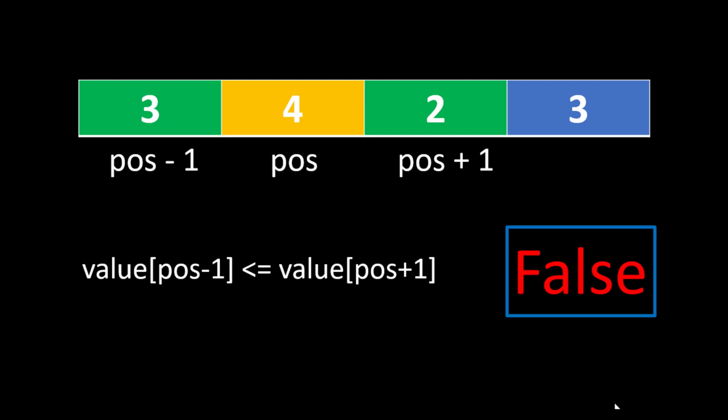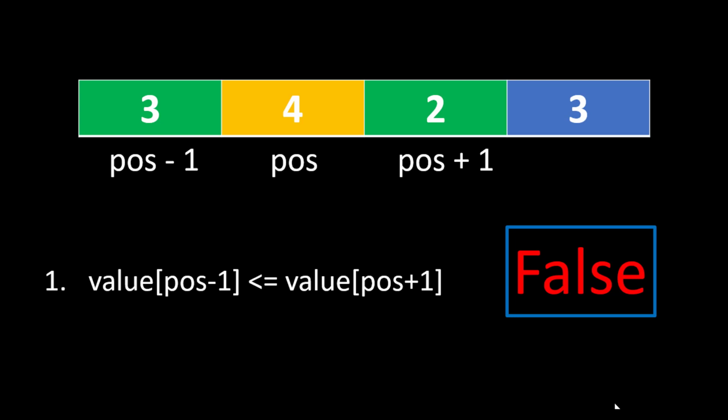But how about if I change the value of -1 to 3? Now the answer changes to false. Why so? We still have only one value which we need to change, but if we compare the values before this particular index and after this particular index, even if we change the value of 4 to, let's suppose, 1, then 3, 1, 2, 3 is not a non-decreasing array. So the condition that the value at position -1 should be less than or equal to the value at position +1 becomes our first condition.